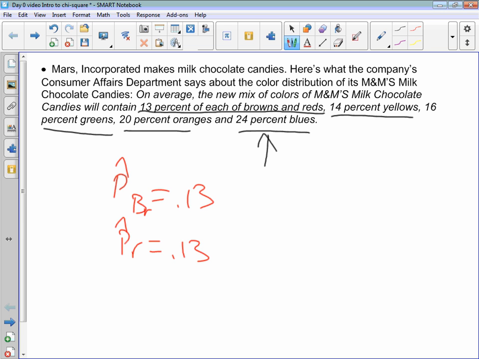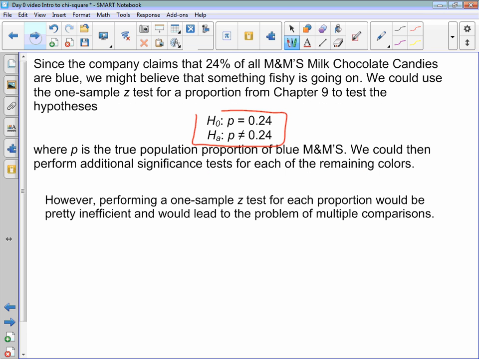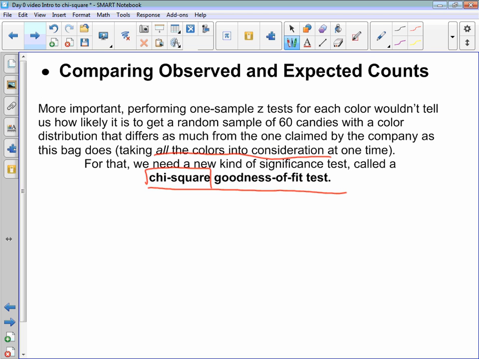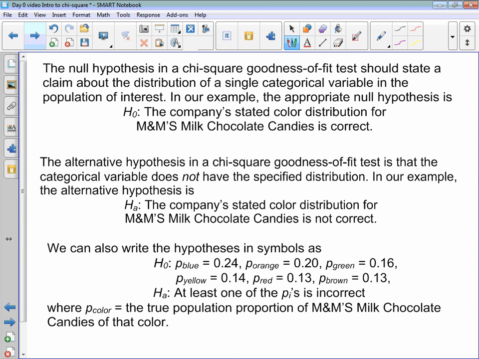So if I take a sample of 60, then I would expect there to be, on average, and this is why we're going to get decimals here, 7.8 browns and 7.8 reds. And I can do that expected count for each one of those. And so our null hypothesis would be that the stated color percentages are correct, and the alternative hypothesis is that they are not correct, or that at least one of them is incorrect.